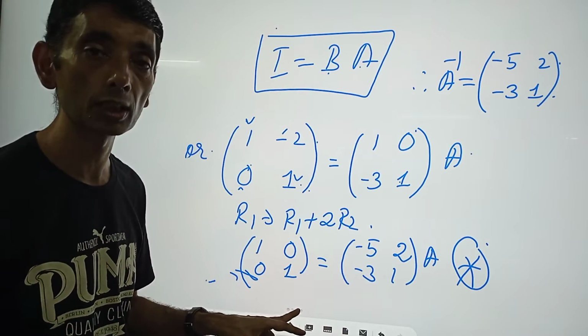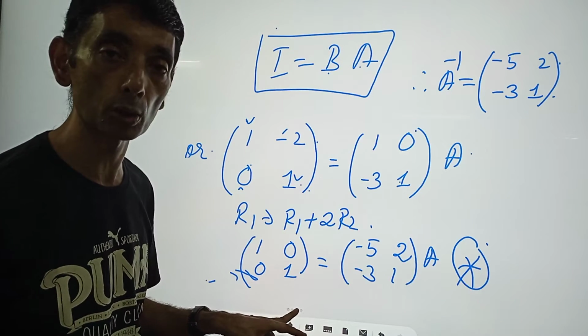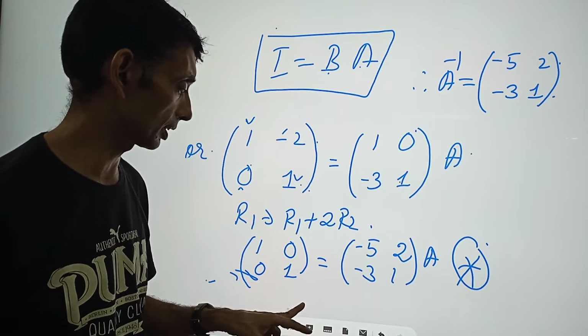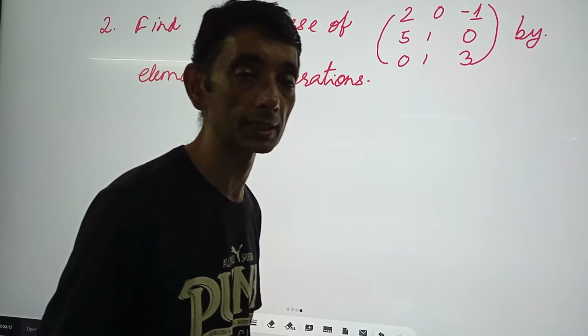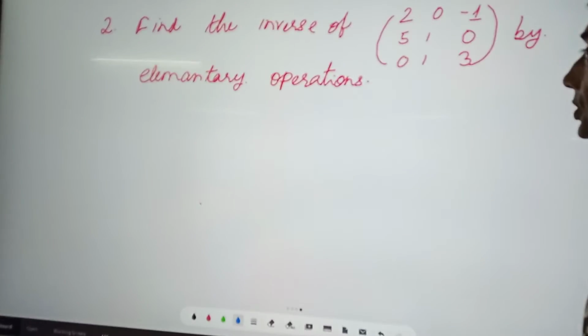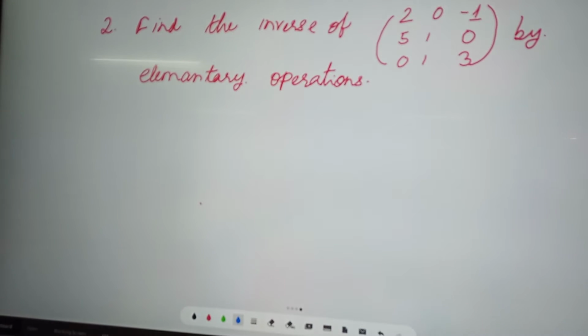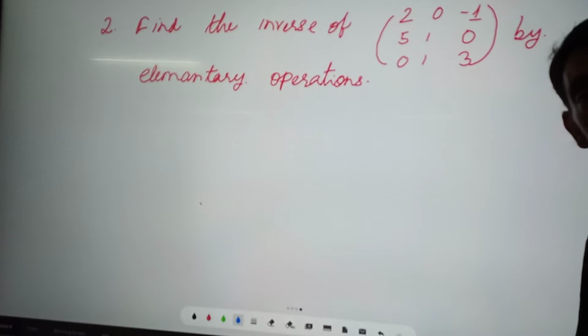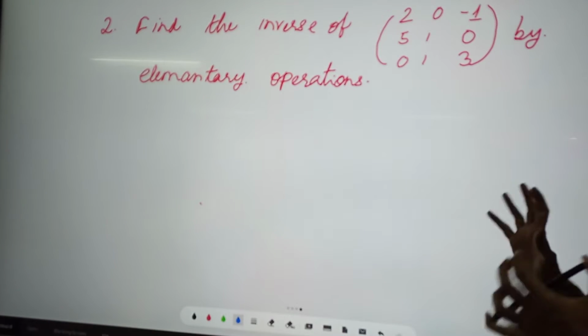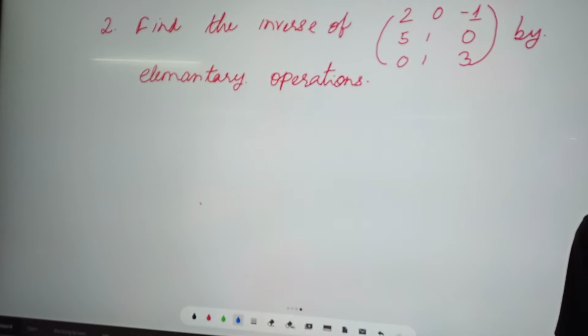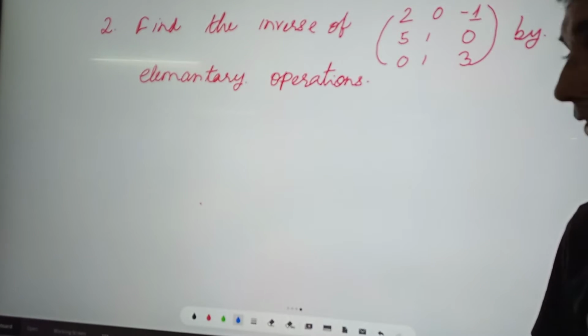We have done this using elementary row operations, and you have seen that the steps are very, very simple. Let's move to another matrix: find the inverse of this matrix, 2 0 minus 1, 5 1 0, 0 1 3, by elementary operations. This is an NCERT question. We'll find the inverse of this matrix with the help of elementary column operations.